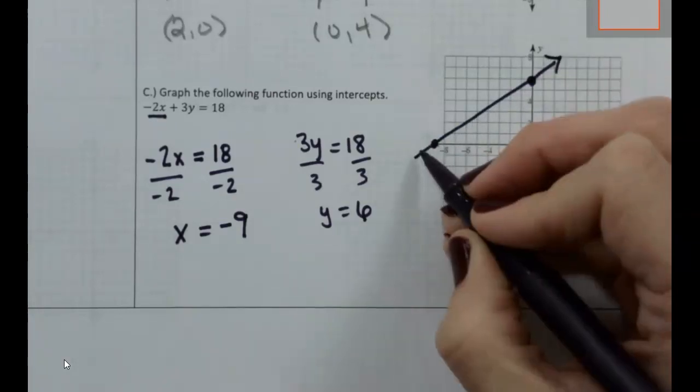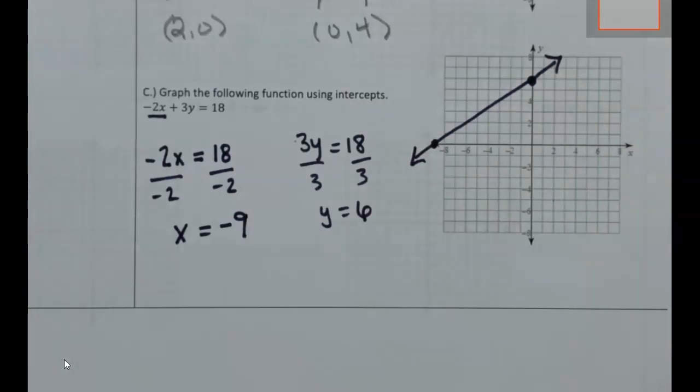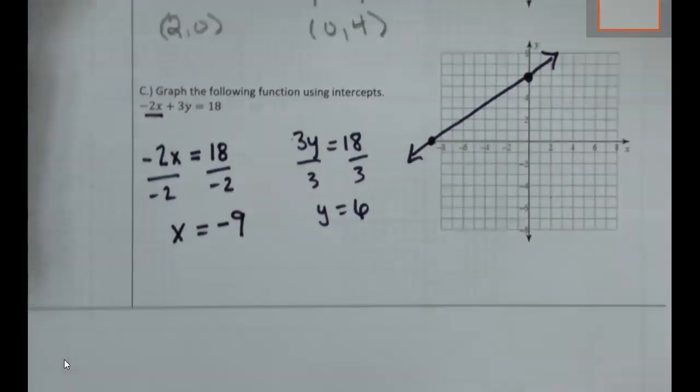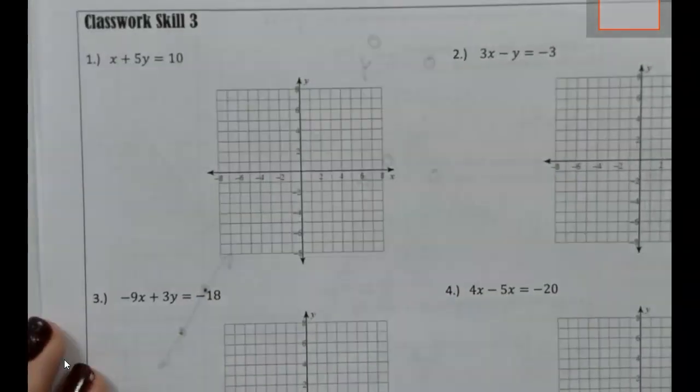Connect the dots, and there's my linear function. A lot faster and a lot easier than plugging in random values like we did for the tables that we did in Standard 10. Okay, if you turn the page to page 6 is the classwork that goes with Skill 3.